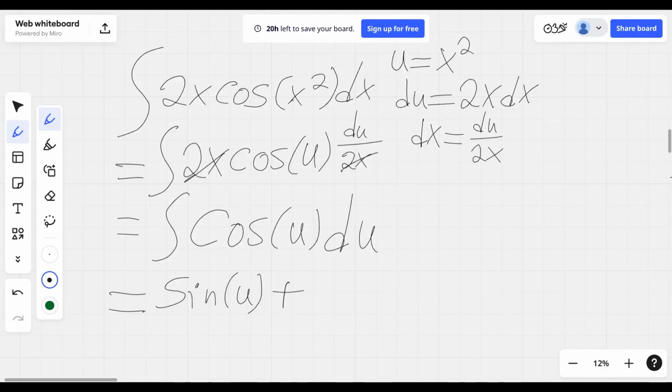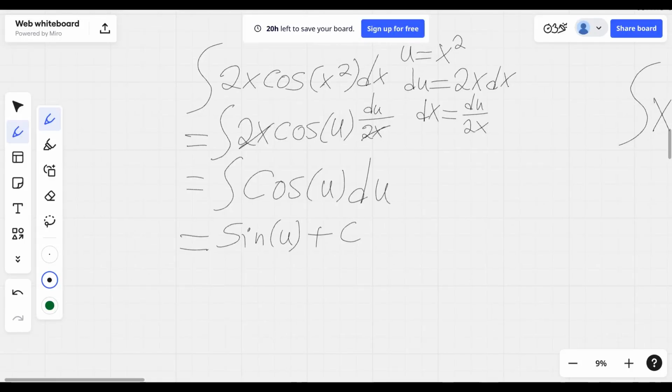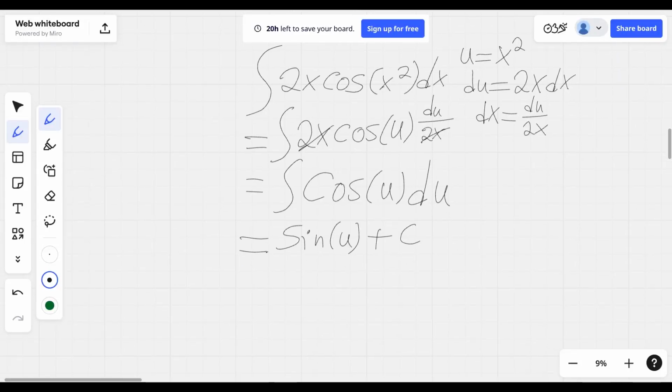And don't forget your plus c. Now it's very important not to forget this step. This is where a lot of people just think they're done and make that mistake. But you've got to make sure to change U back in terms of x. So it won't be sine of U plus c, it'll be sine of x squared plus c. Because we have to change U back in terms of x, because we want our answer in x, not in U. So that's U substitution.